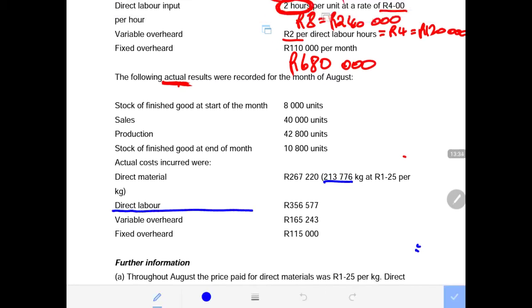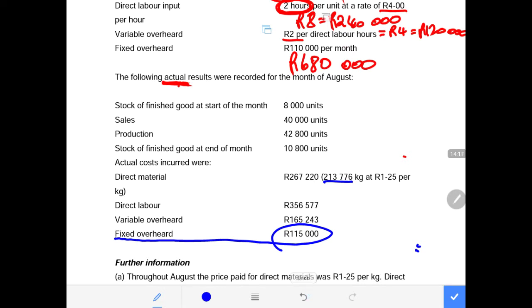Our labor is 356,577. We are given this information so far only. Our variable overheads are 165,243. Remember, we don't know the rate of labor that was paid to employees, but we know that our employees were budgeted to be paid 4 rand, but we don't know whether they were actually paid 4 rand. Wasn't there maybe some wage negotiations that might have resulted in the wages going up more than we budgeted for? Our fixed overhead is 115,000 rands.